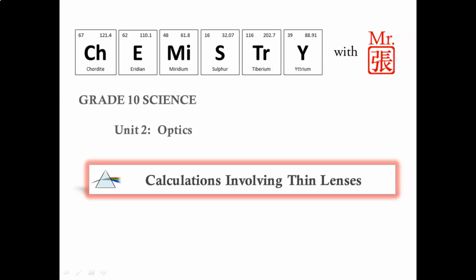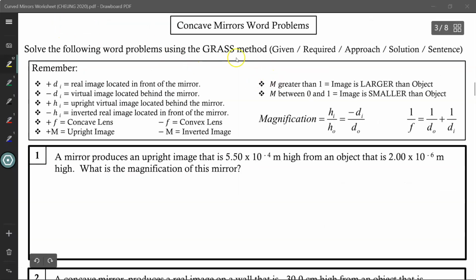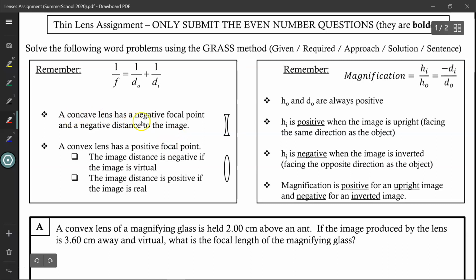In this video tutorial, we will look at calculations involving thin lenses. Calculations involving thin lenses are very similar to those for curved mirrors. The equations are identical, and so are many of the sign conventions. The major difference is the presence of a negative focal point for concave lenses.